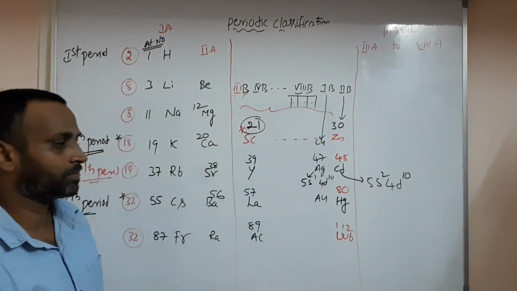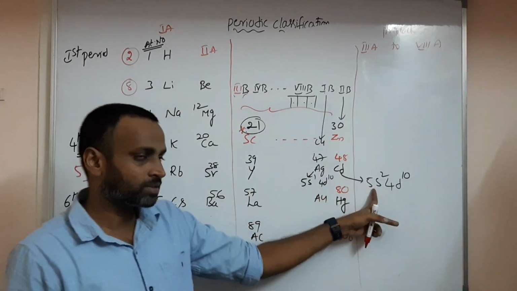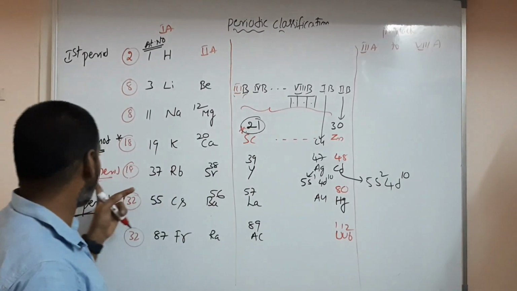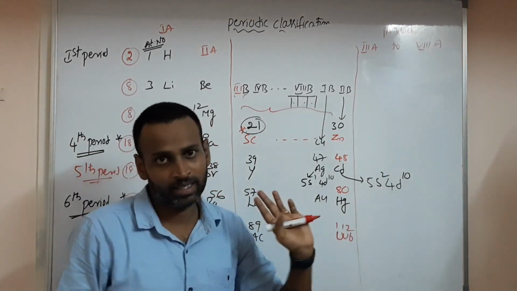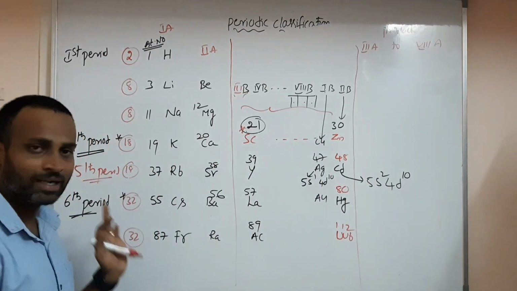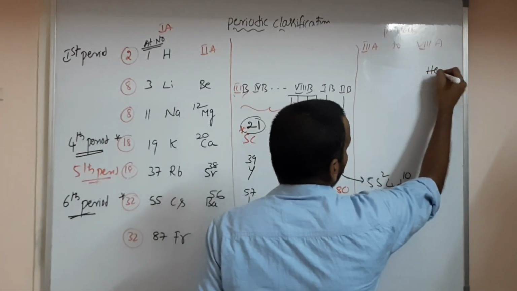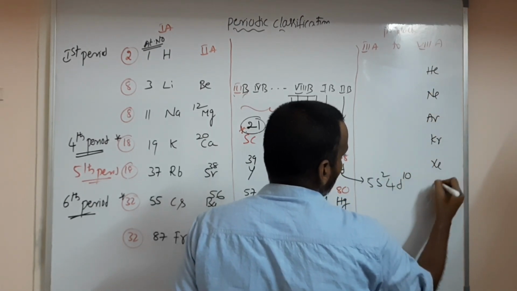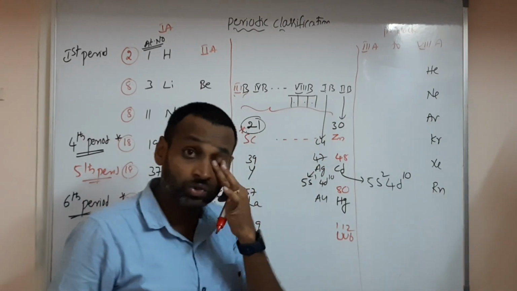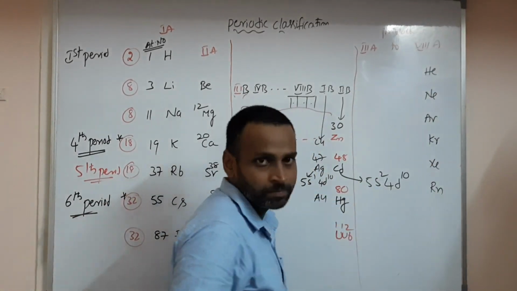5s2 4d10, because cadmium belongs to the 5th period. So 5s, the outermost, should be the period number, and then n and n minus 1, so 4d like that. You can write electronic configurations also. If you want noble gases like helium, neon, argon, krypton, xenon and radon, same story. You will add 2, 10 like that.